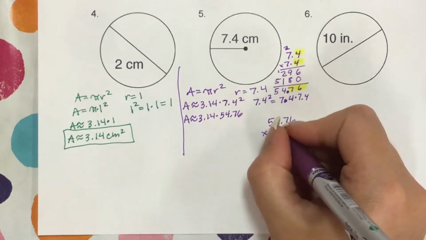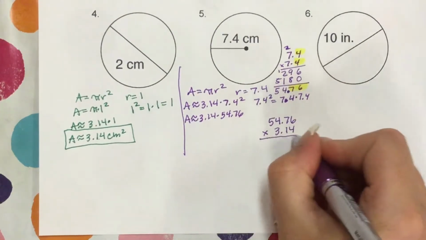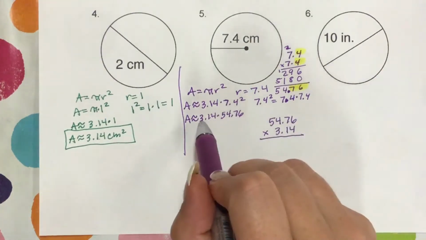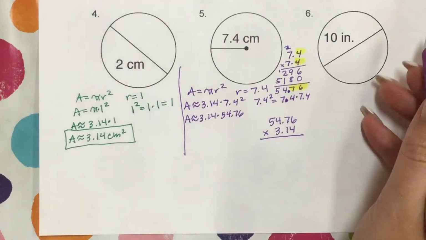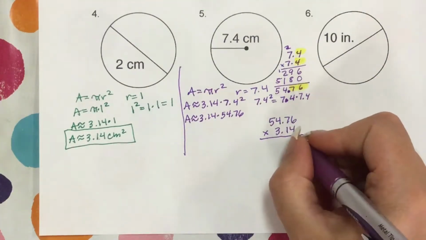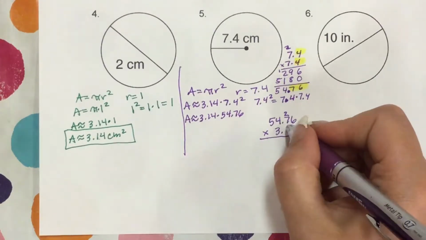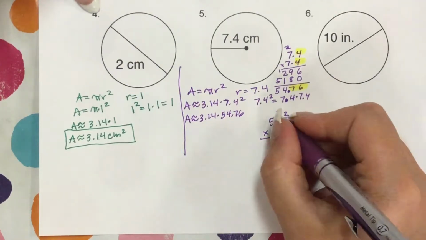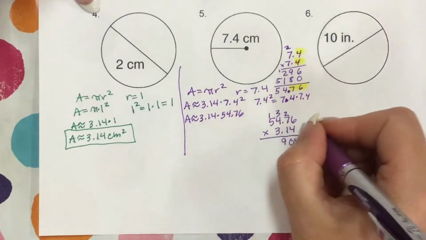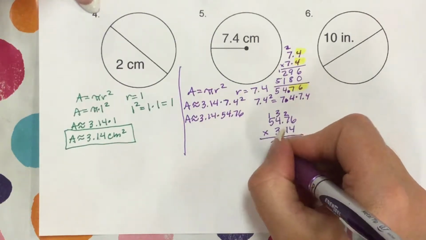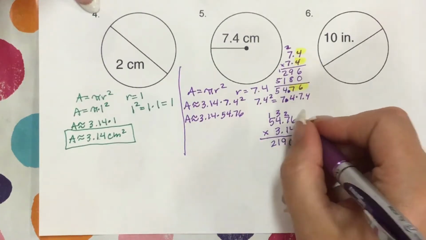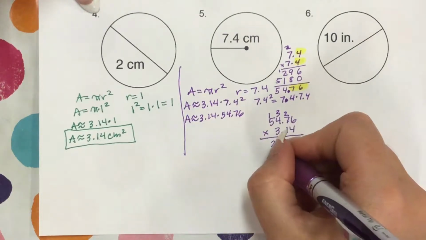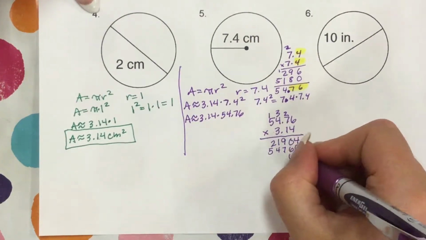54.76 times 3.14. I chose to put this one on top because it has 4 digits, the one with the most digits, and 3.14 only has 3 digits. All right, let's do it. 4 times 6 is 24. Write the 4, carry the 2. 4 times 7 is 28, plus 2 is 30. Write the 0, carry the 3. 4 times 4 is 16, plus 3 would be 19. Write the 9, carry the 1. 4 times 5 is 20, plus 1 is 21. And then 0. 1 times 6 is 6, 1 times 7 is 7, 1 times 4 is 4, 1 times 5 is 5. Now I'm in the hundredths place, so I need to put 2 zeros.